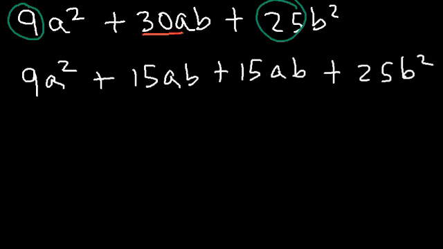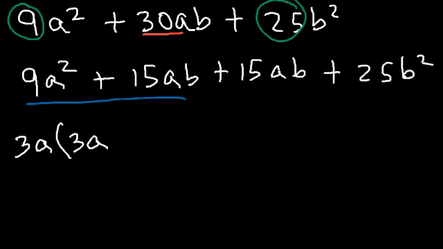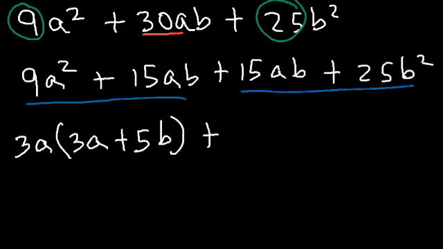In the first two terms, take out the GCF. The greatest common factor is 3a. 9a squared divided by 3a is 3a. And 15ab divided by 3a is 5b. Now let's take out the GCF in the last two terms, which is 5b. So 15ab divided by 5b is 3a. 25b squared divided by 5b is 5b.